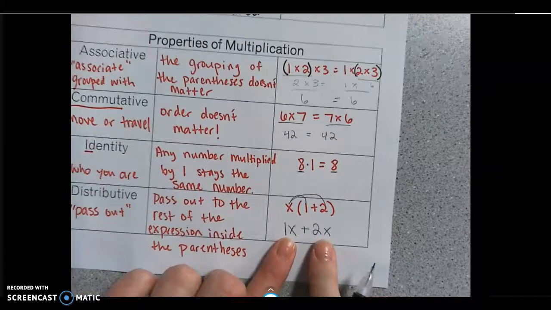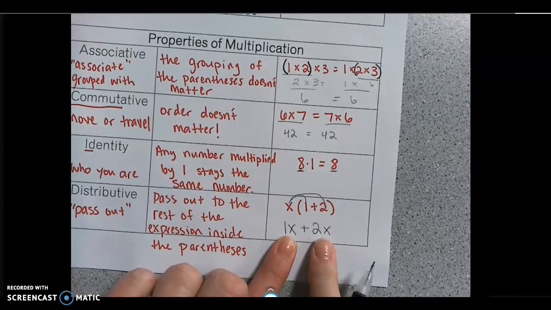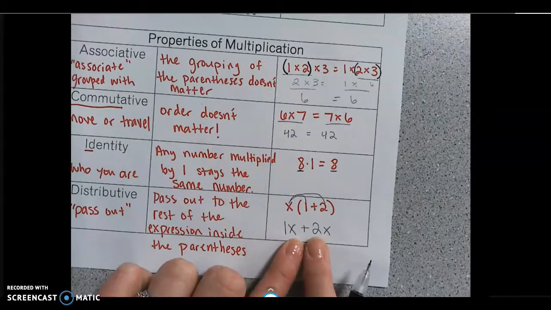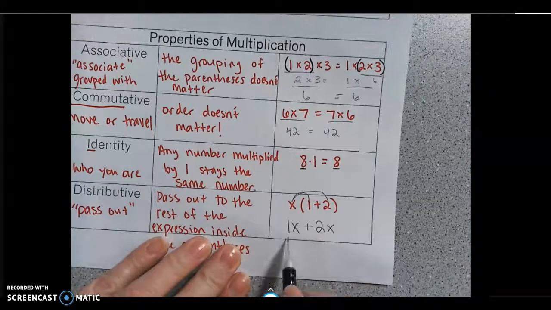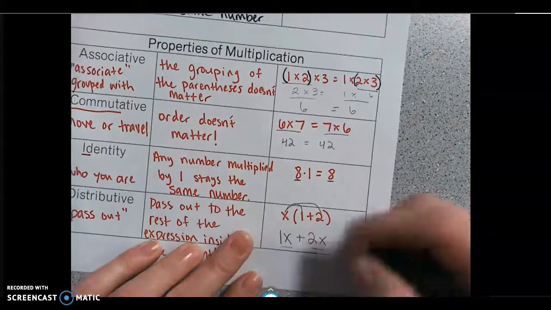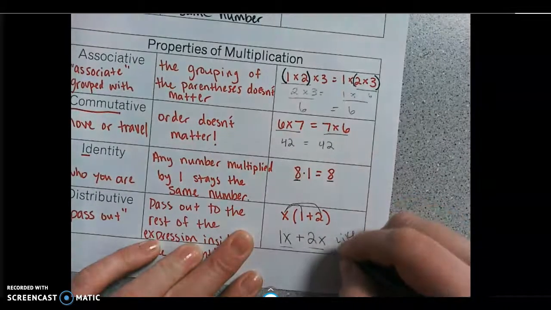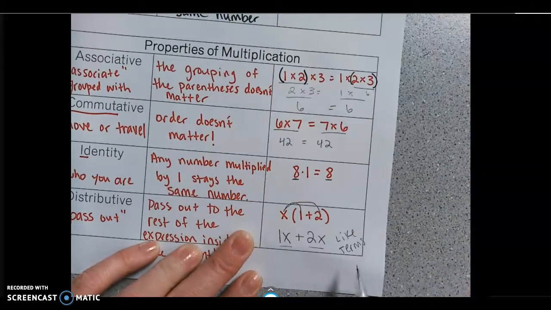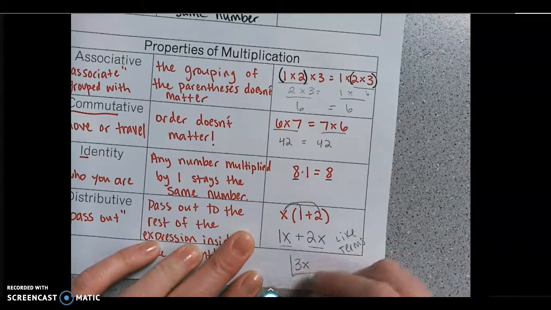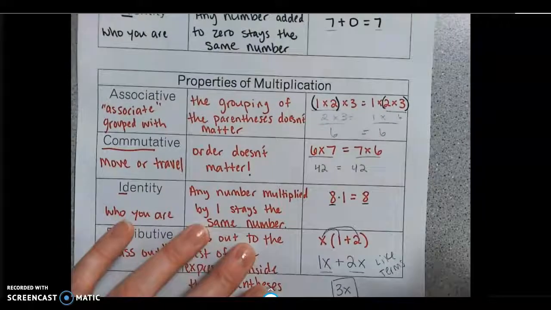And the next question is, are these like terms? Can you combine these like terms? Well, here I've got a number and an x. So those are like terms, so I can add them up. So 2x plus 1x is 3x. And that is the distributive property.